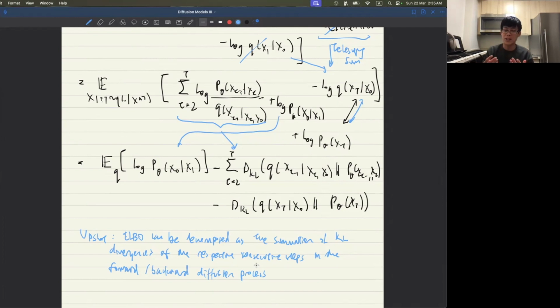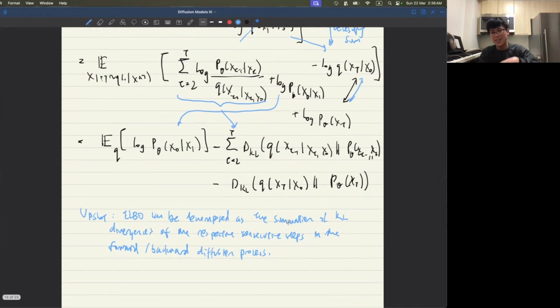Well, it is the summation of the negative KL divergence because ELBO is something that we want to maximize. KL divergence is a measure of distance between two distributions, and that is something we want to minimize, right? So by maximizing ELBO, you're trying to minimize the KL divergence. You're trying to minimize the disagreement in the distributions implied by the forward and the backward diffusion process. And that is all I want to say for the optimization objectives.